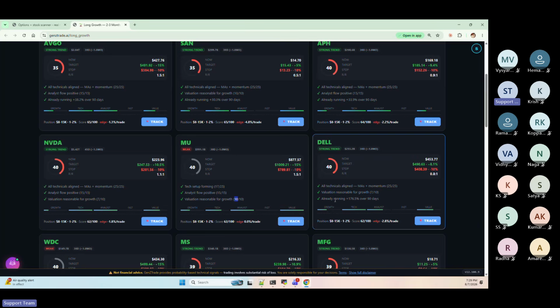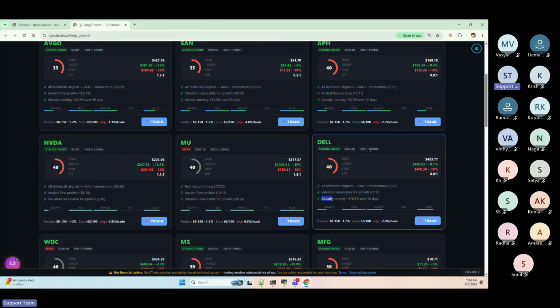Here, Dell is already running 176% up over 90 days. So Dell was like a 113, 115 stock. And if you've been following Gen Z for the last 2 or 3 months, Dell has given the strongest return that I'm aware of, because it went from 115 to $480. And there is another stock called DLL, the 2x of Dell. If you're following them, they went really, really high.